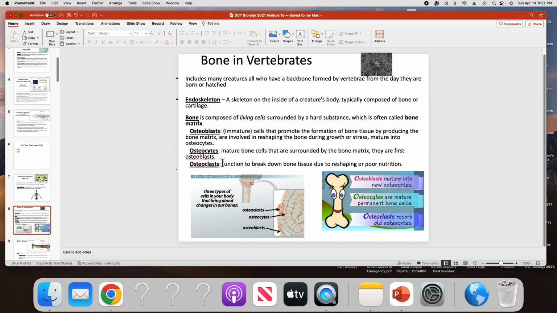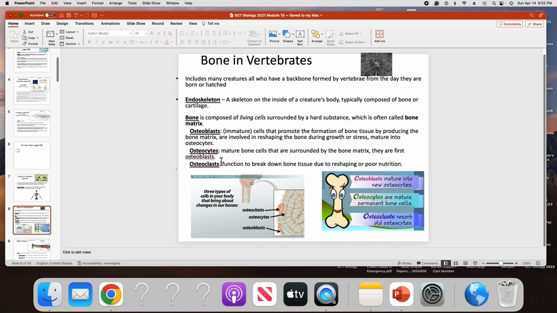So let's look at these three types of cells in bones. You have osteoblasts, which are immature cells that promote the formation of bone tissue by producing the bone matrix. And they're involved in reshaping the bone during growth or stress, and they would mature into the type of cells called osteocytes. So osteocytes, just looking back here, we have osteoblasts. You can see them down in this figure right here at the bottom.